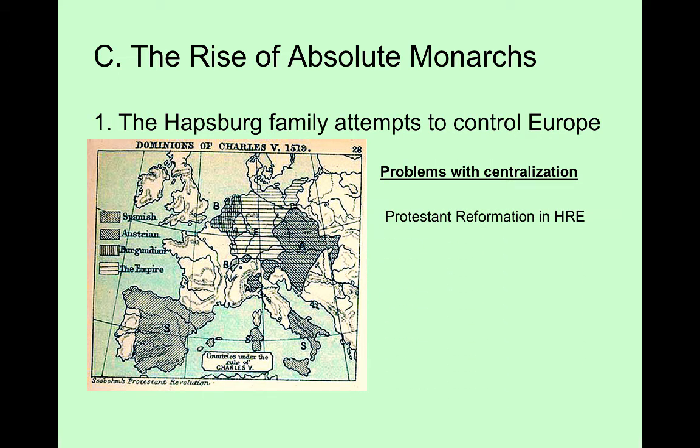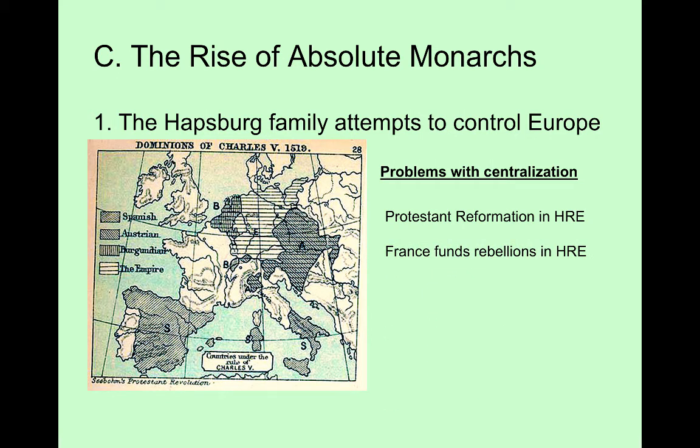First of all, the Holy Roman Empire is going to be split, as we saw in our last lecture, with a religious war between Protestants and Catholics. And it's going to be very hard to centralize a government where you have half of the people Protestant and half of the people Catholic, and they don't get along. So that'll make it difficult for the Habsburgs to centralize the state.